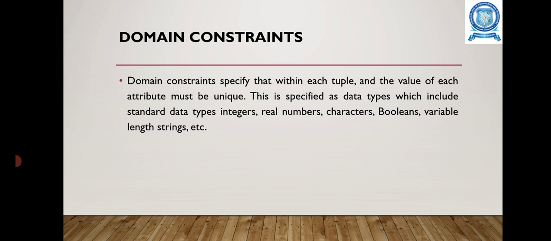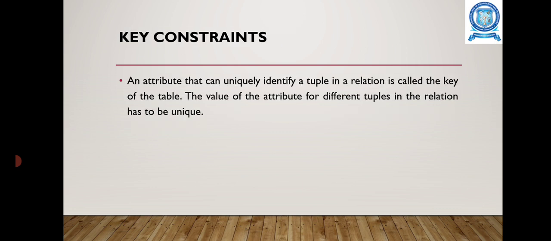Domain constraints specify that within each tuple, the value of each attribute must be atomic. This is specified as data types, which include standard types such as integers, real numbers, characters, booleans, variable length strings, etc.